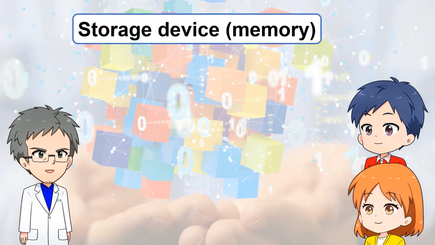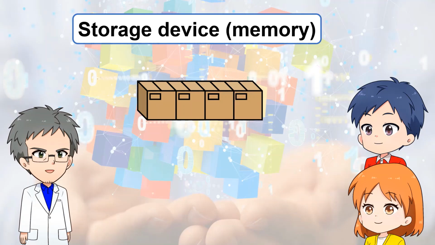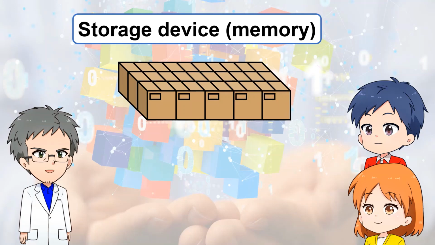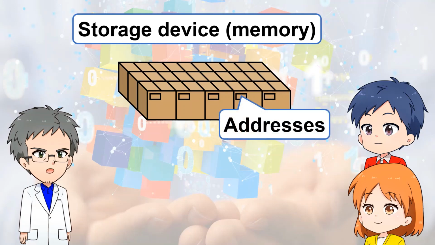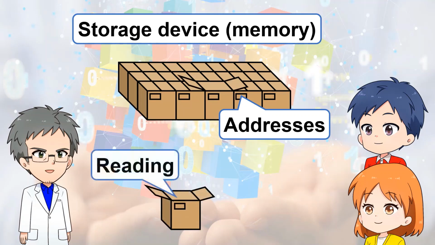First, let's talk about the storage device, or memory. The memory saves the programs and data. Lots of little boxes for storing numbers, like scratch variables, are lined up. The boxes have numbers called addresses. The computer uses that number to look at and to change the contents. Looking at the contents is called reading, and changing the contents is called writing.